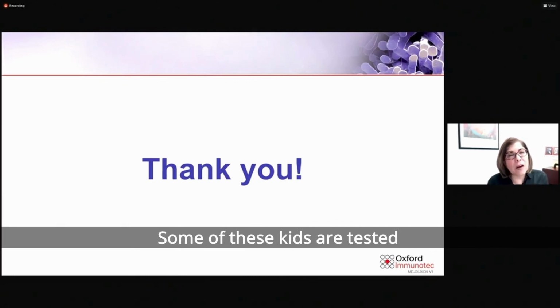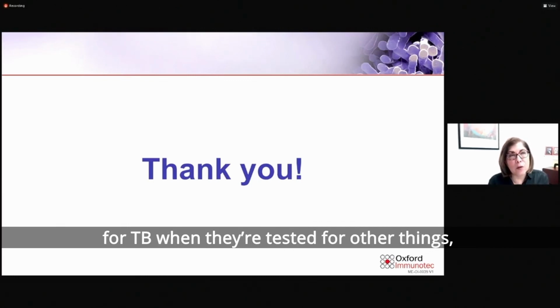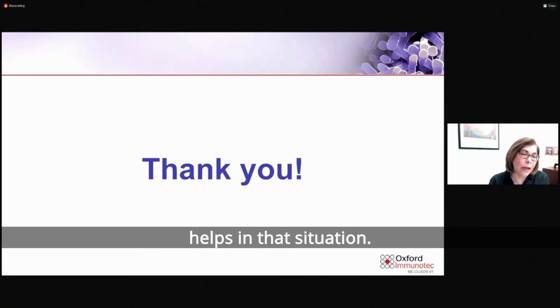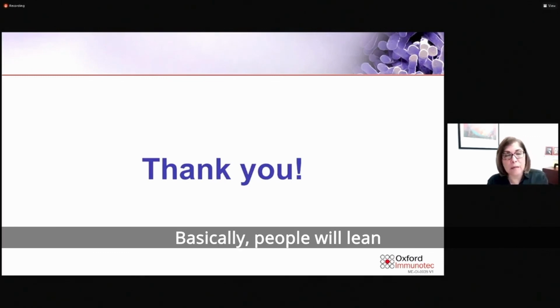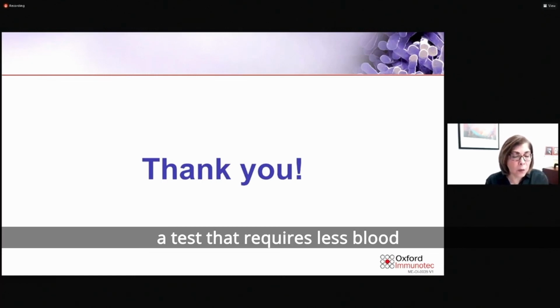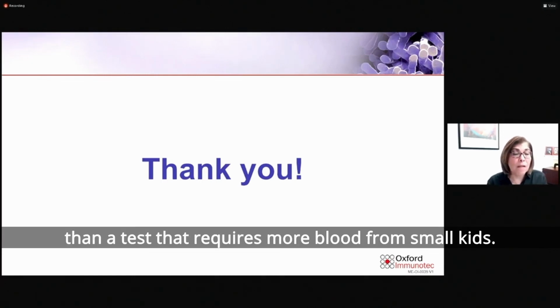Some of these kids are tested for TB when they're tested for other things. So they actually have to add the amount of blood required for the TB test to other tests that are going to be sent. So using a smaller amount of blood helps in that situation. Basically, people will lean towards a test that requires less blood from small kids.